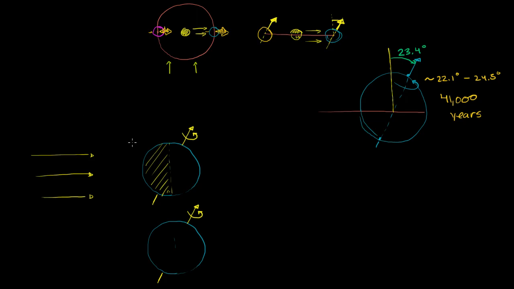So let me draw the equator, which separates our northern and southern hemispheres. So this is the equator. And then let me go into the northern hemisphere. And I want to show you why, when the North Pole is pointed away from the sun, this is our winter.